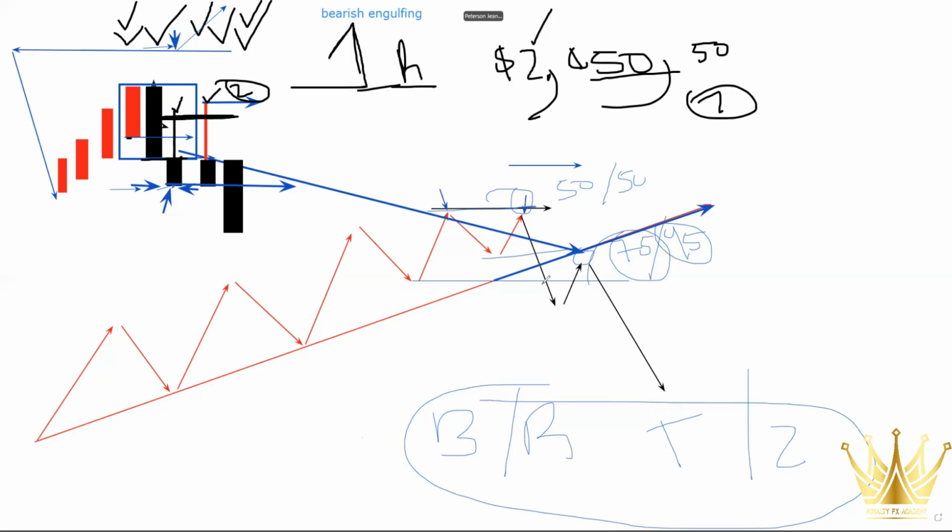So when this pattern occurs at the end of an uptrend, which is at a zone, a resistance zone, either at a double top or at a break and retest double top, this indicates that buyers are engulfed by sellers, which also signals reversal.